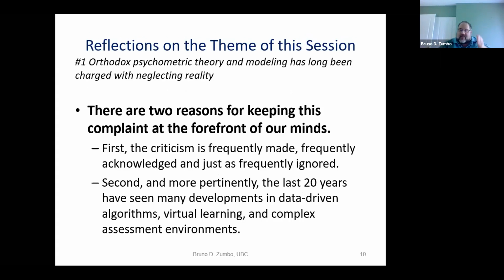There are two reasons to keep this complaint at the forefront of our minds. First, the criticism is frequently made, frequently acknowledged, and just as frequently ignored by many of us, and I include myself. Orthodox psychometric theory and modeling has long been charged with neglecting reality. Second, and more importantly, the last 20 years have seen massive developments in data-driven algorithms, virtual learning, and complex assessment environments.